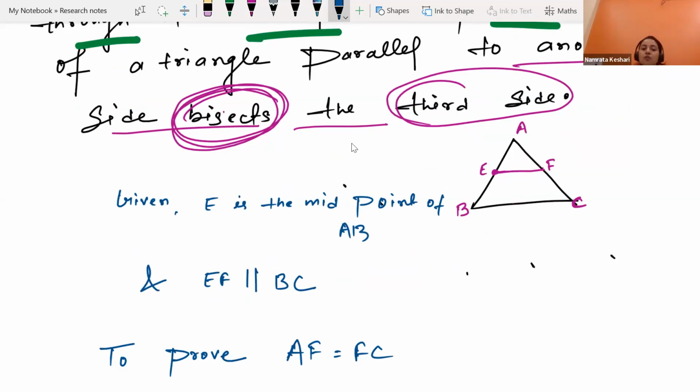Okay, so what can we say? If it is given that E is the midpoint of AB, then can we say that AE by BE is equal to 1, which implies that AE is equal to BE? Can we say yes or no? If E is the midpoint, can we say that AE and BE will be equal? Of course we can say, right?